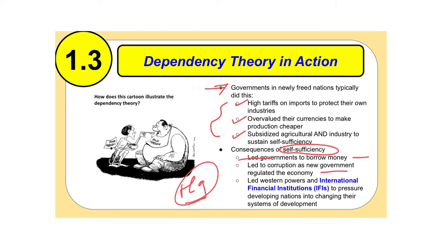And this led to Western powers creating something called the IFI, or the International Financial Institutions, to pressure developing nations into changing their systems of government. So now these poor countries are under constant pressure to accept democracy, and oftentimes these come at costs with other countries, predominantly Western countries, paying the bill or making the request or trying to heavily influence this country politically.